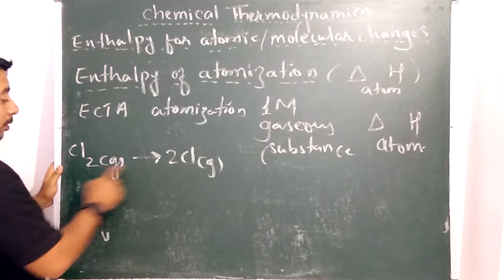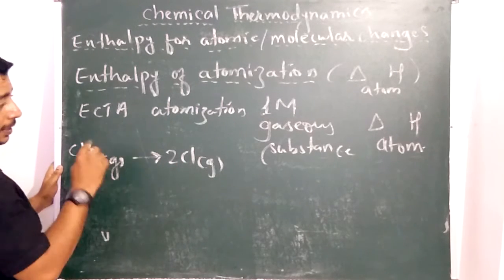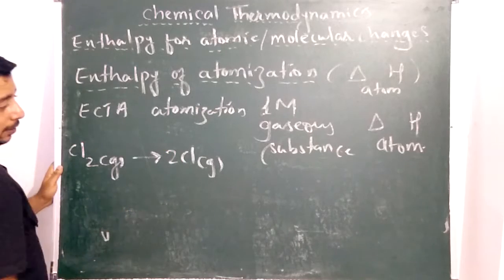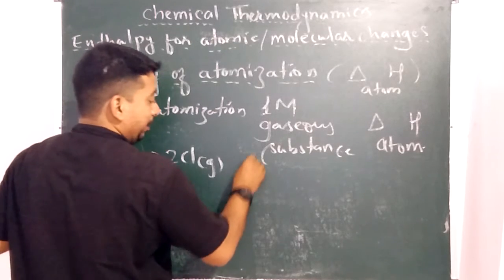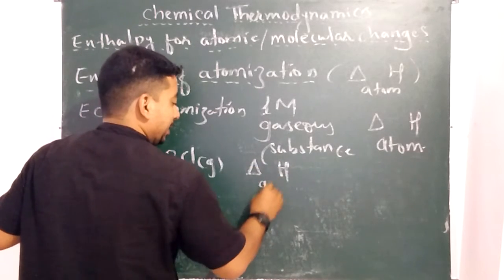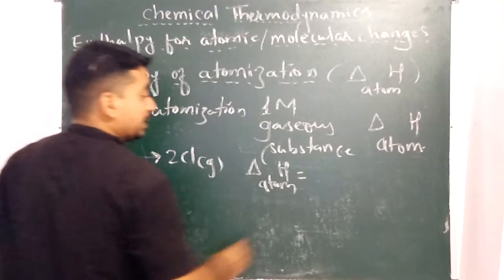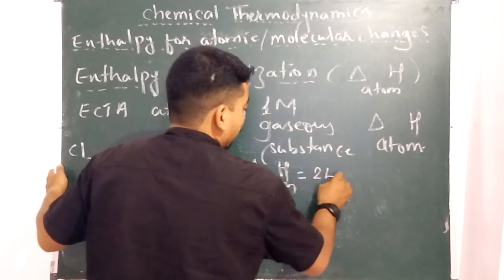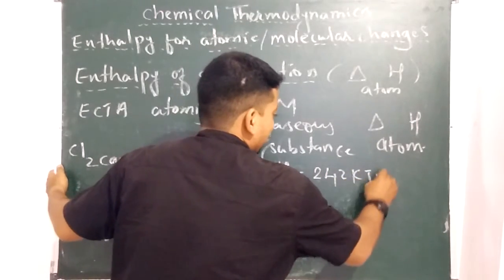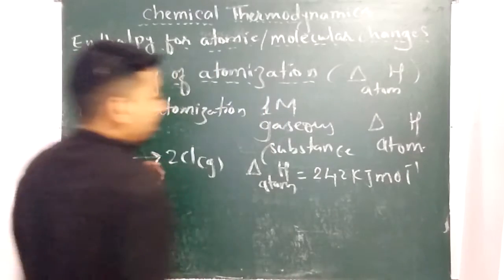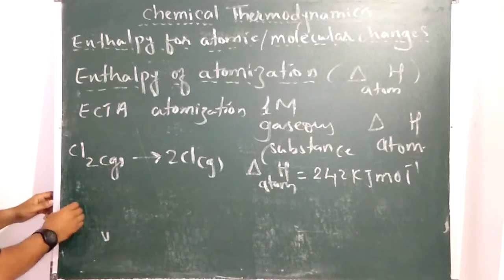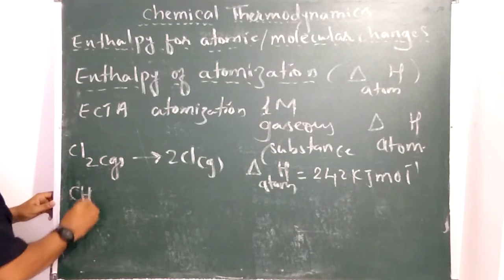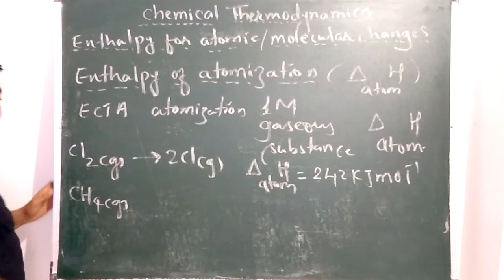So formation of atom from the molecule is called as atomization. Now the enthalpy change is called as enthalpy of atomization, delta H ATOM, and that is equal to 242 kilojoule per mole. Now see another example of methane, CH4 gas.